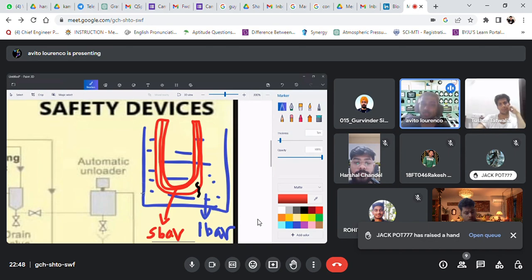So instead we put a thin bursting disc over here. It's a copper disc, mainly copper. We asked the question of how this is created.